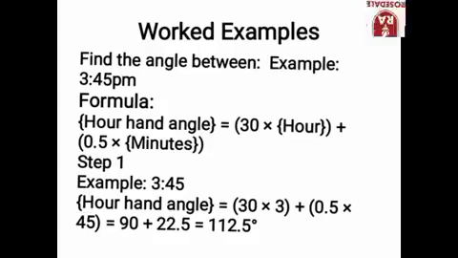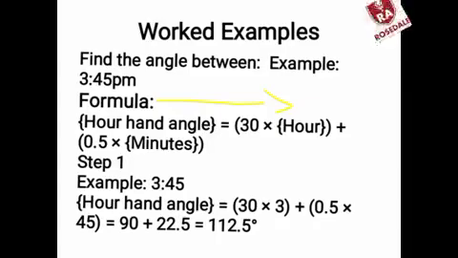Every minute, the hour hand moves 0.5 degrees. So we are multiplying 0.5 by the minute. And now if you multiply 0.5 times 45, it will give you 22.5. When you add these two, look at the formula once again: 30 degrees times hours plus 0.5 times the minute. So our hour is 3, our minute is 45. When you add these two, it will give you 112.5 degrees. This is step 1.